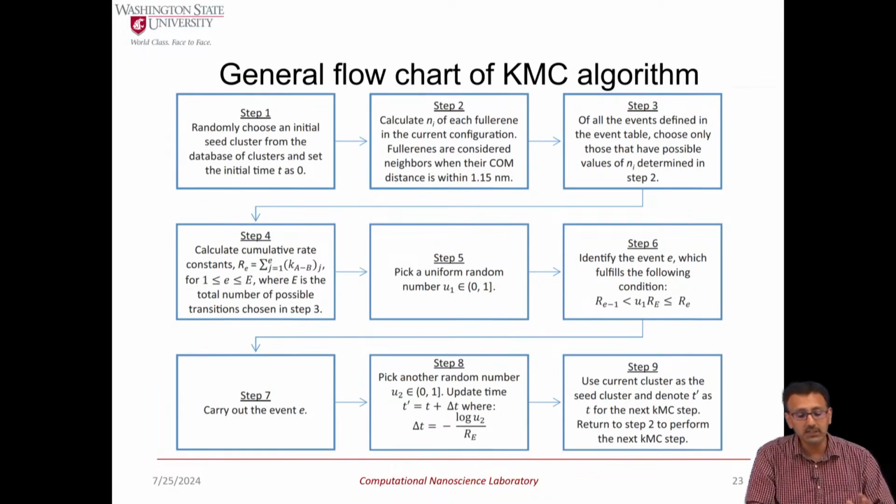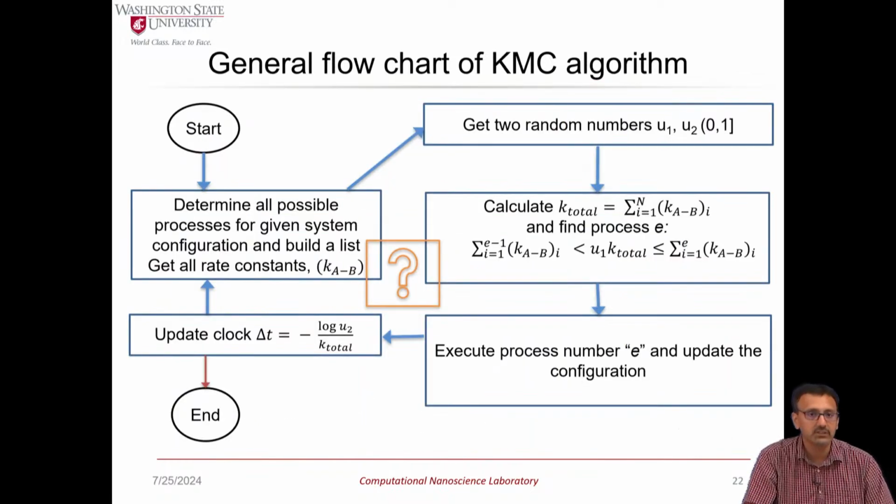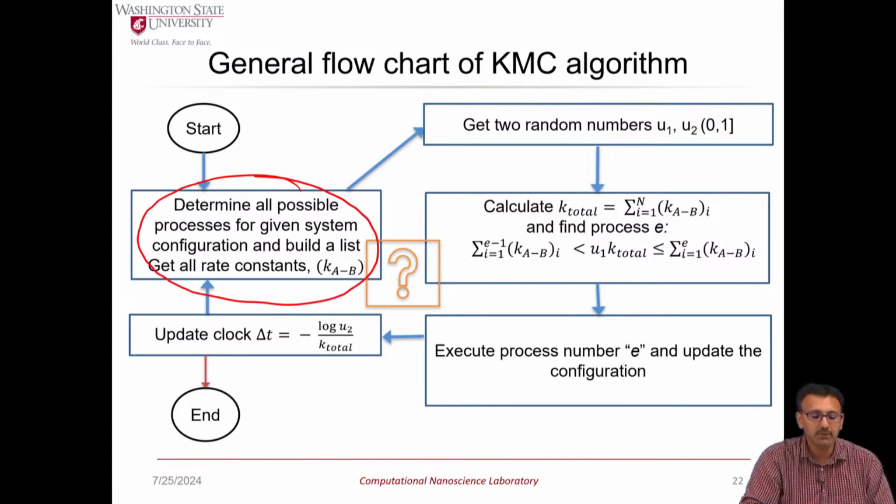So there are two aspects. This is the general algorithm, right? But one of the key steps is here. How do you come up with a classification algorithm for these events to calculate their rates? And then the other piece that is important is, once you have that classification algorithm, especially for off-lattice kinetic Monte Carlo, how do you make that process happen?